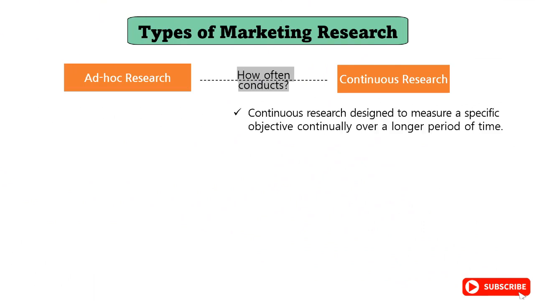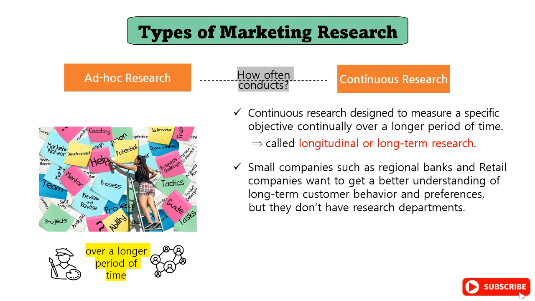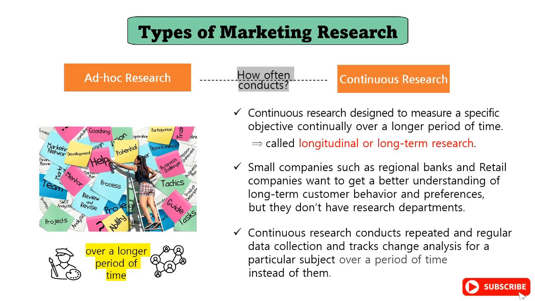On the other hand, continuous research is designed to continuously measure a specific objective over a longer period of time. Continuous research is accordingly called longitudinal or long-term research. Small companies, such as regional banks and retail companies, want to get a better understanding of long-term customer behavior and preferences, but they don't have research departments. Continuous research conducts regular data collection and tracks change analysis for a particular subject over a period of time instead of them.